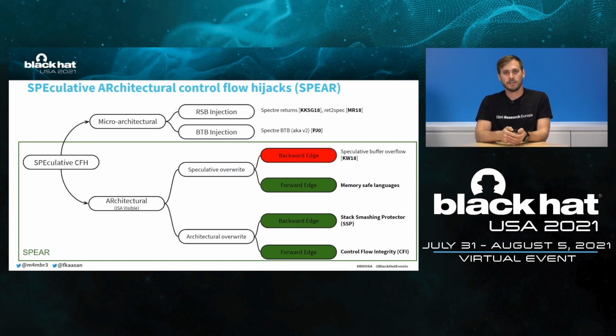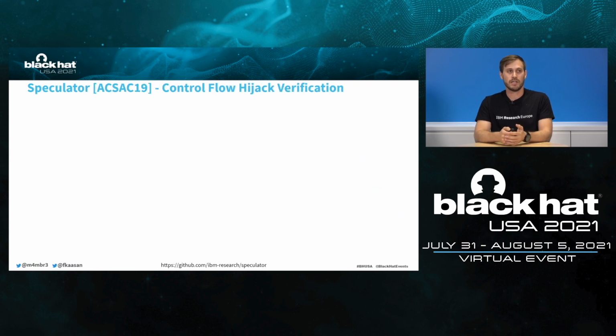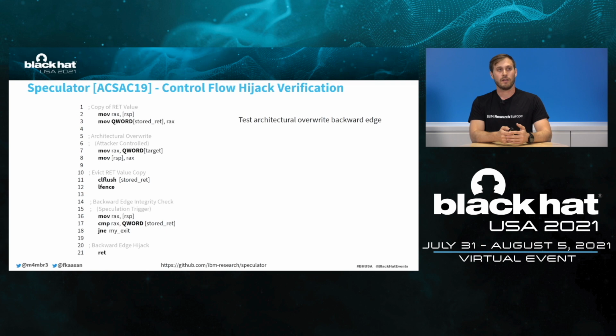The first step we took towards analyzing these three cases was using a tool that we wrote to observe speculative execution, called Speculator, that we published at ACSAC 2019. With Speculator, what we tried to do was verify if we can perform this control flow hijack. And for each one of the cases, we wrote a small test such as this one. This one refers to the architectural overwrite of a backward edge.